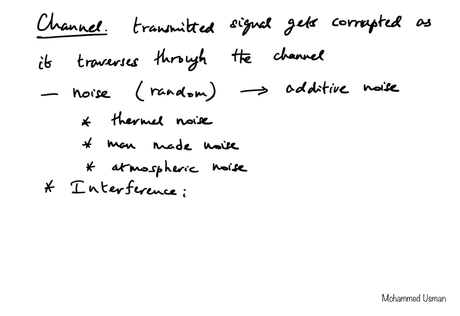For example, if we are sitting in a room and we are having a discussion, and if all the people start talking, then each one's voice becomes an interference for the other person's voice. So interference comes from other users of the channel. So that's another aspect that we need to deal with when designing a communication system. And the third form of distortion that occurs is called multipath distortion.